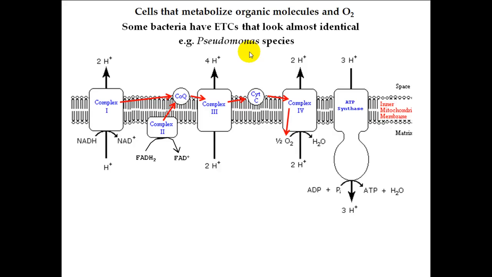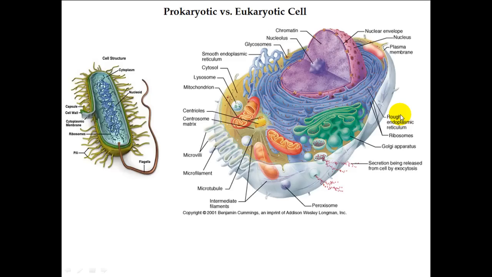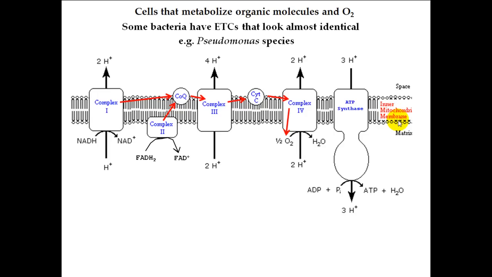One difference though to point out is this. Remember Pseudomonas, it's a type of bacteria. Bacteria are prokaryotes. Prokaryotes by definition do not have major organelles. So Pseudomonas species, when they do an electron transport chain, it's not in the membrane of mitochondria, because bacteria don't have mitochondria. So instead, where bacteria do the electron transport chain is in the cytoplasmic membrane itself.